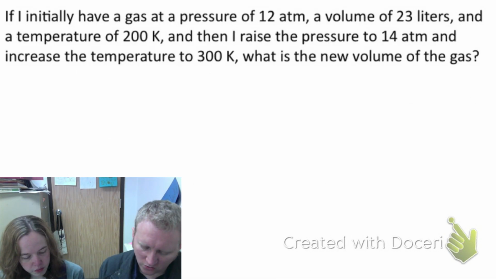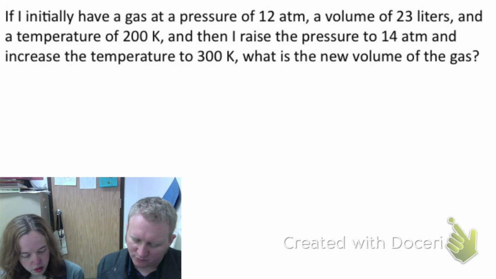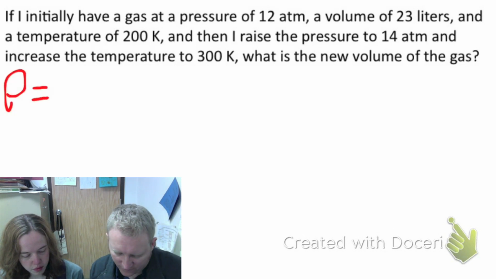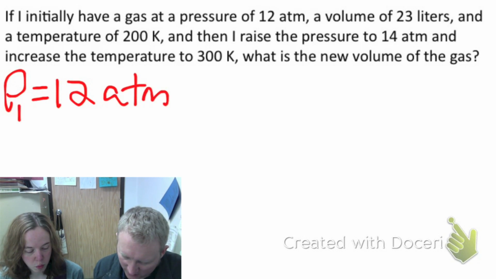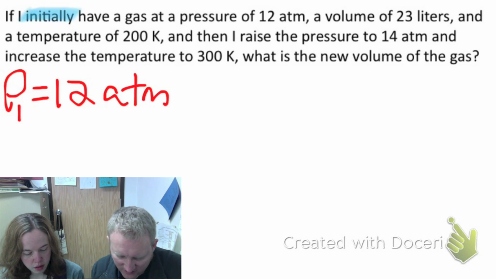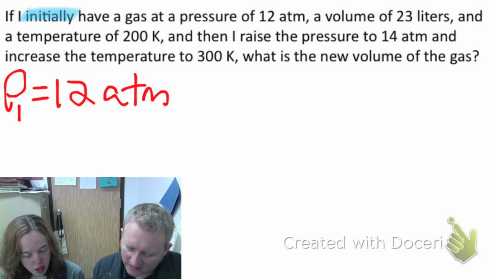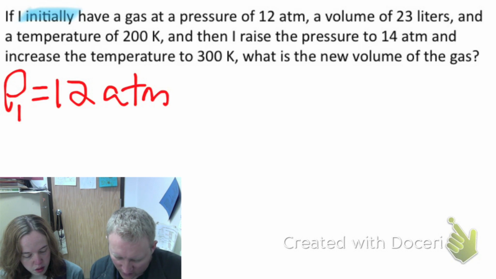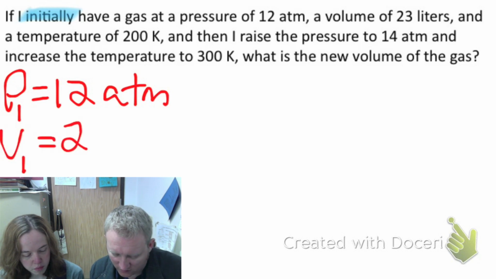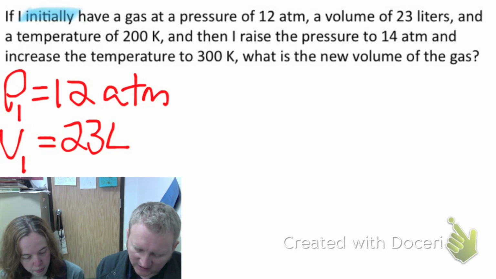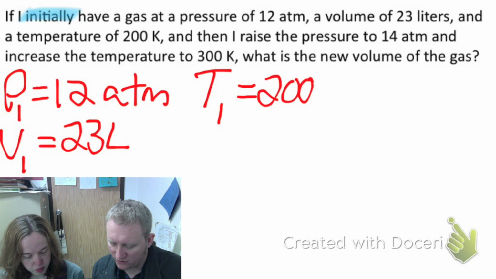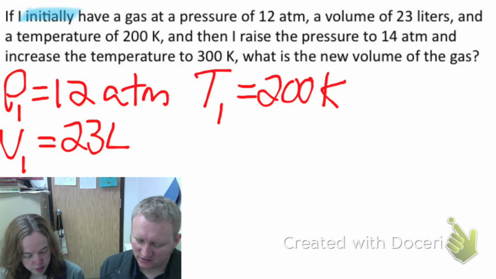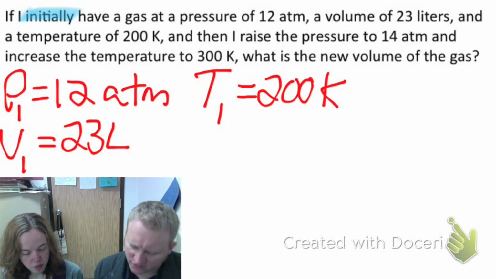All right, let's try another one. If I initially have a gas at a pressure of 12 atmospheres, and remember, this is our starting, so it should be P what? P1, because it said initially, so that's at the beginning. A volume of 23 liters, so that's V1 is 23 liters. And a temperature, that's going to be T1, of 200 K, that Kelvin that you said we have to use. And then I raise the pressure to 14 atmospheres.